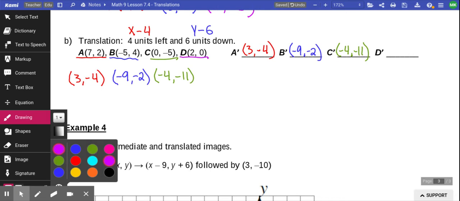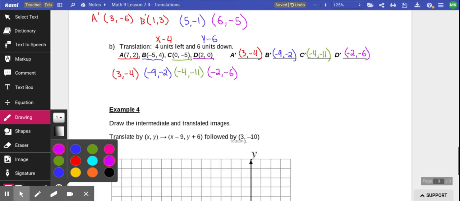If I look at point D, I'm at 2, 0. 2 minus 4 is -2. 0 minus 6 is -6. -2, -6. Fantastic.